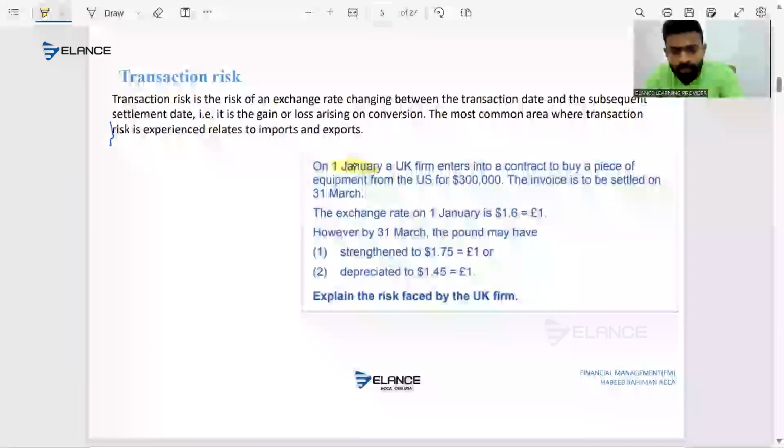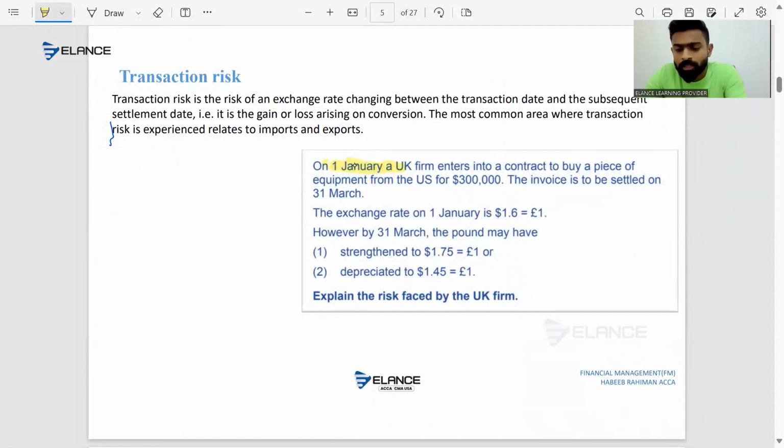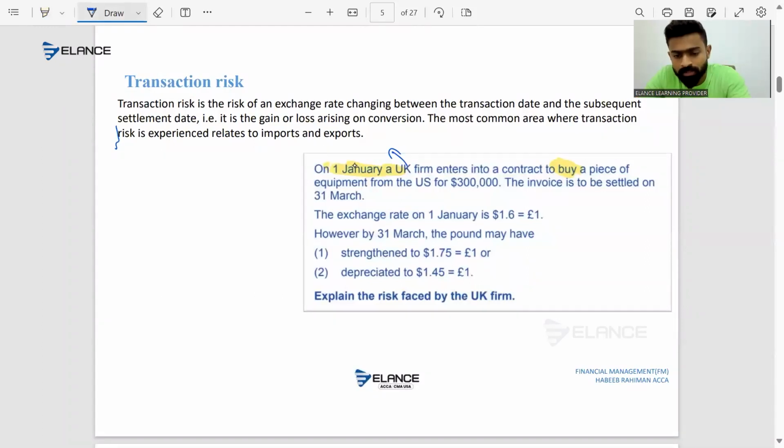On 1st January, we decided to buy. Buy means it's importing, right? Importing equipment. We are a UK firm, so our home currency will be pounds. We are buying equipment and the invoices are in dollars. So it's open to forex risk.